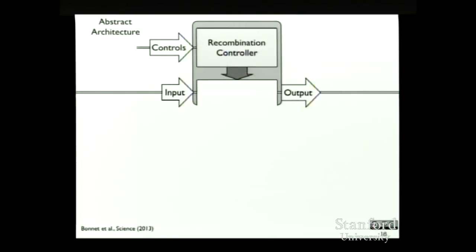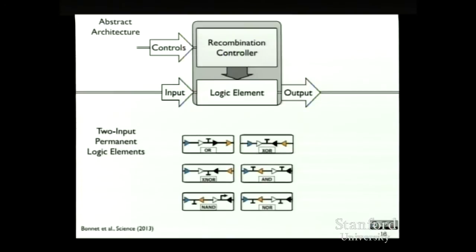But in any case, let me zoom out. At an abstract level, we've got an input signal, which is a transcription signal coming in. We've got an output signal, which is a transcription signal going out. And we've got control signals, which are transcription signals as well, transcriptional current as well, going into the recombination controller, which means they're making integrases when they come in. And we slot into this logic elements. The types of logic elements I've been showing you are these two input logic elements. These are write once elements. Okay.